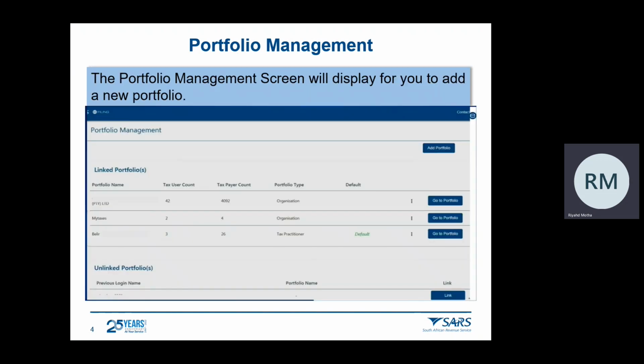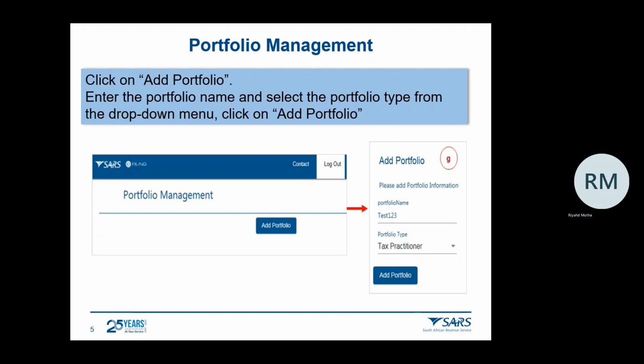So on the Portfolio Management screen, this is where you would now go and add your new tax practitioner portfolio. So you would click on Add Portfolio. You would then select the portfolio name. And then from the drop down, you would select Tax Practitioner Portfolio.